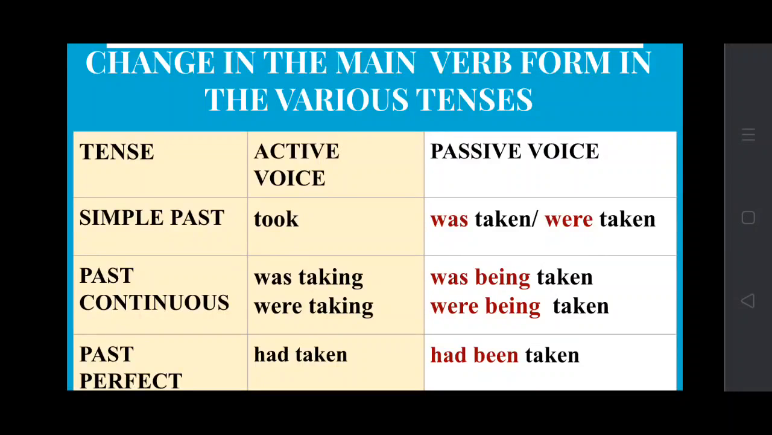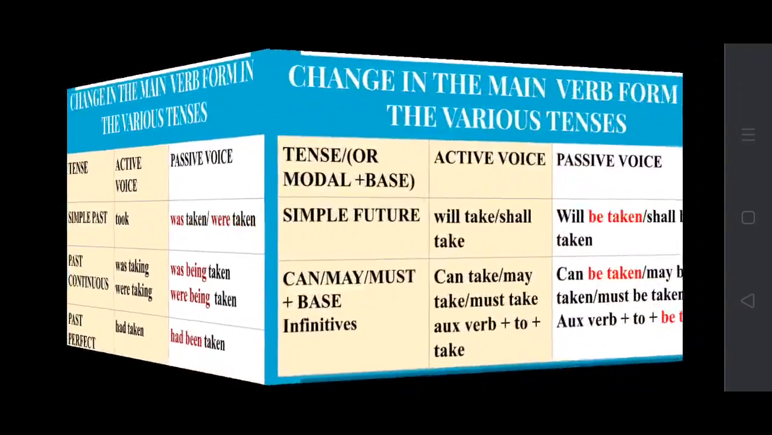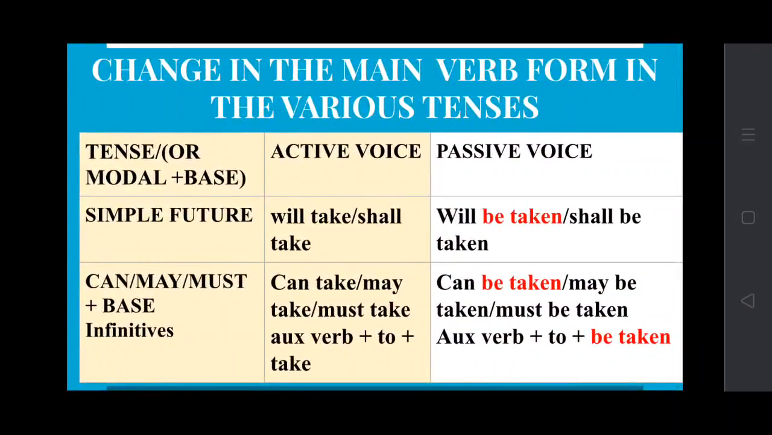Past perfect tense, we change it as had been taken. So we use had been plus the third form of the verb. Now if it is simple future tense, we'll change it as will be taken or shall be taken. So we use shall be or will be plus the third form. So you have to use only the third form, the past participle form.